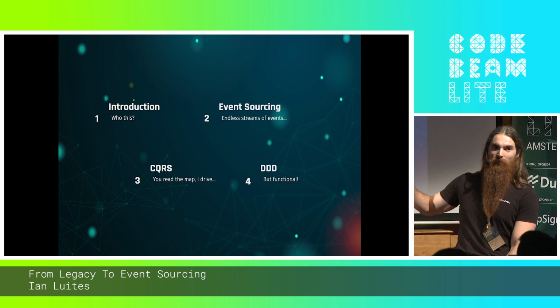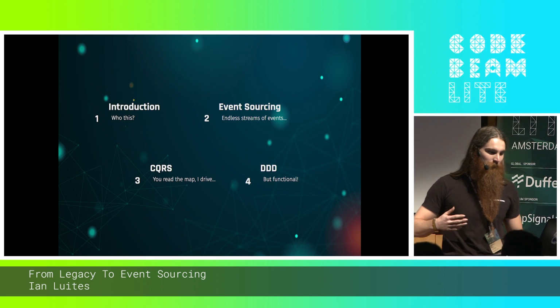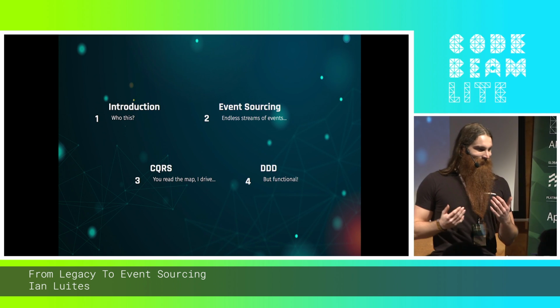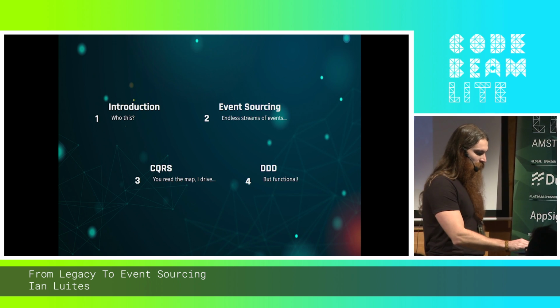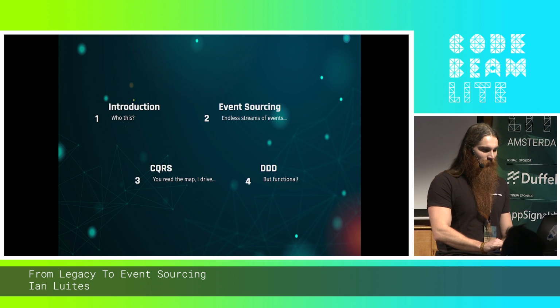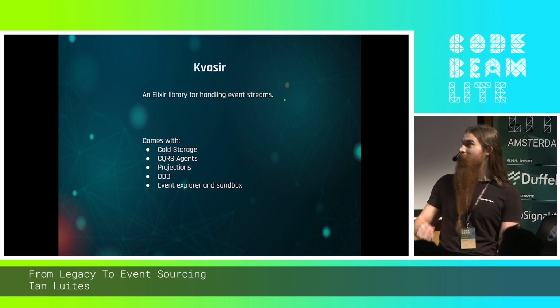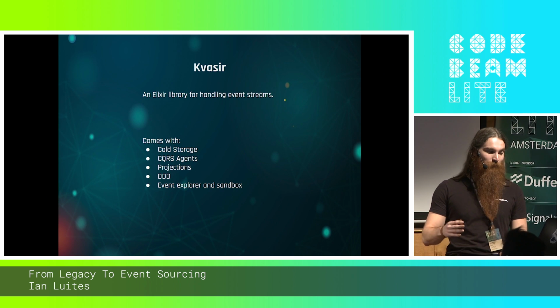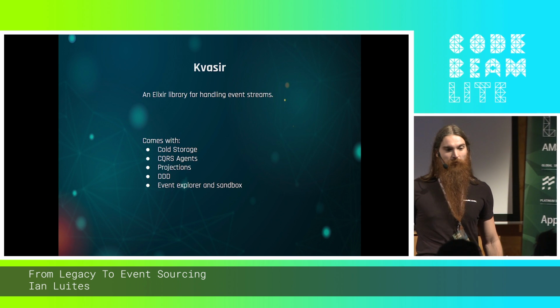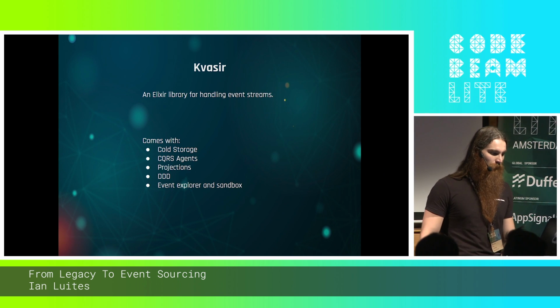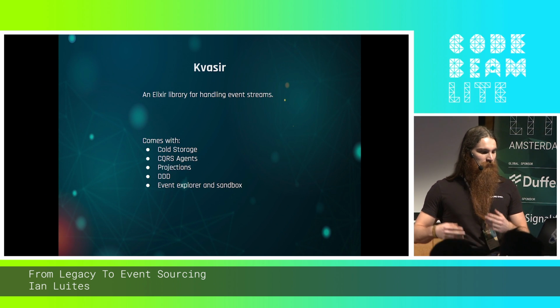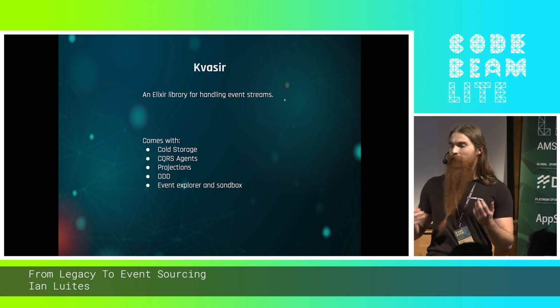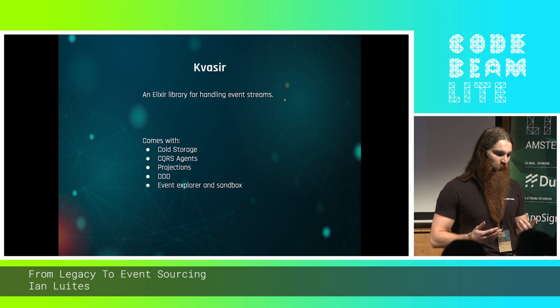Just judging by the slide, it might look like a very abstract conceptual talk, but it's far from that. The talk could also have been called Quasier, an Elixir library for event sourcing. It's something we're using, something we wrote to handle event streams. It comes with cold storage, agents, projections, DDD, an explorer for debugging.